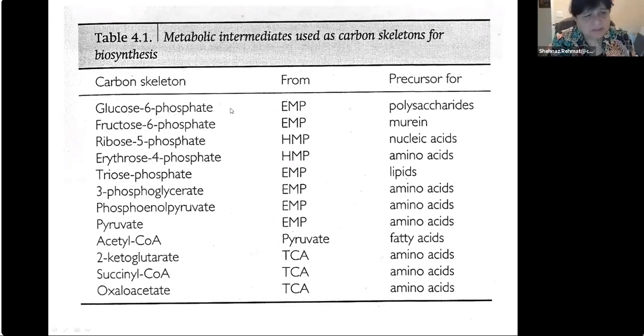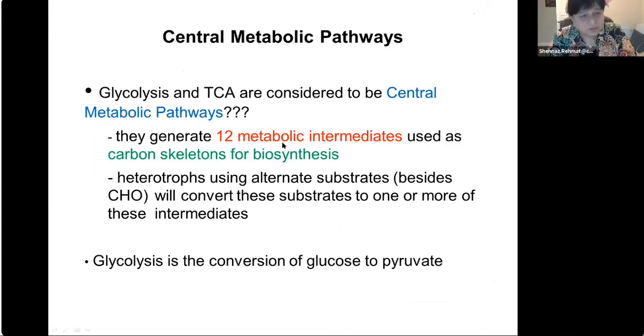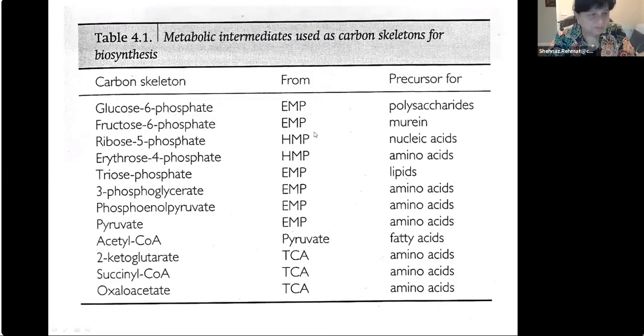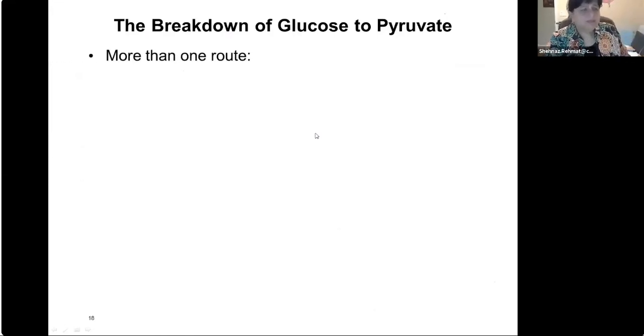Am I giving you the idea that these 12 compounds are very important, and we will be using them again and again? So you want to know where they are generated and eventually where they will be used as precursors to synthesize what other stuff the cell has to make. So your central pathway does create these 12 metabolic intermediates, which will be very important for us.